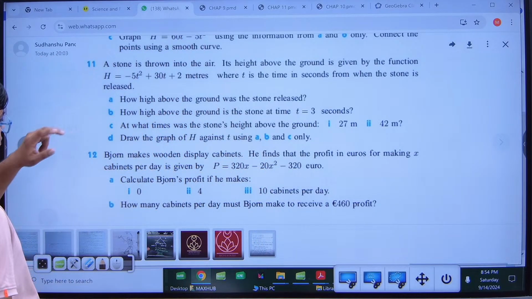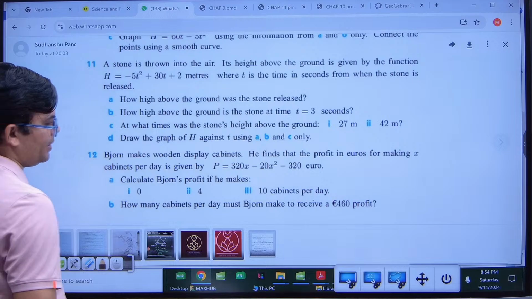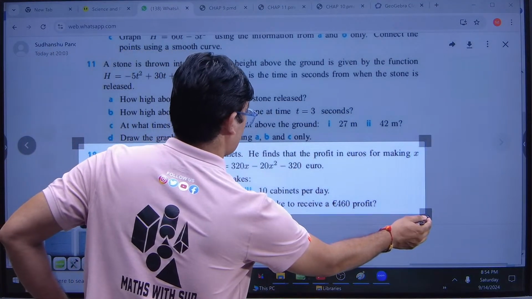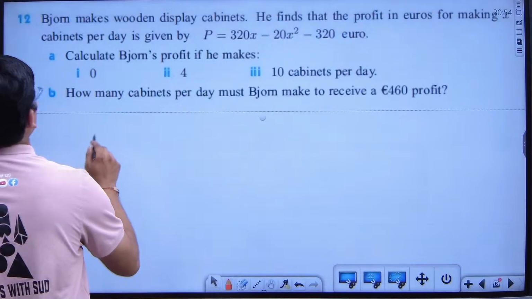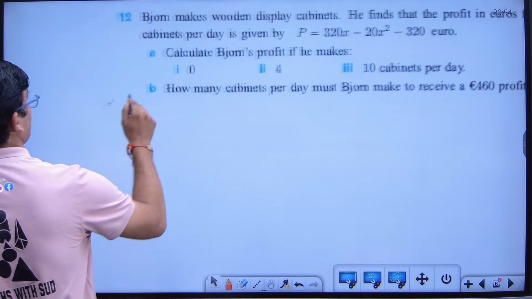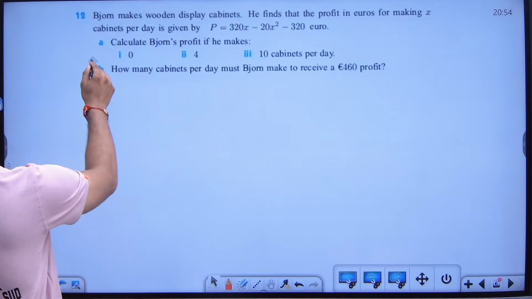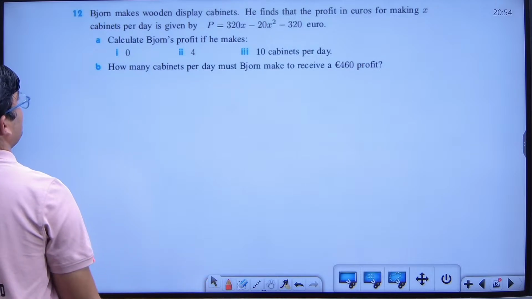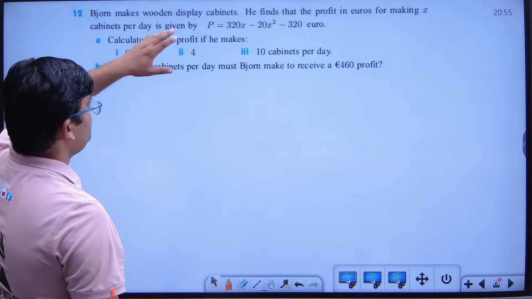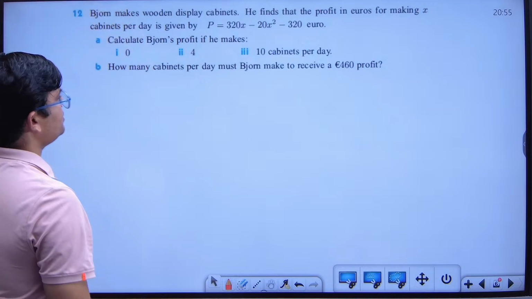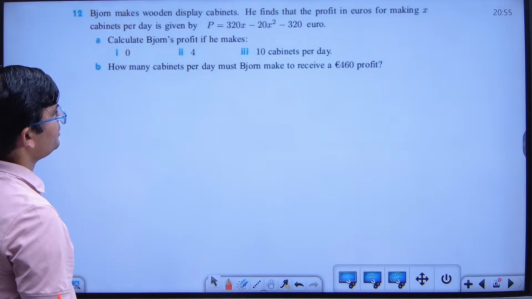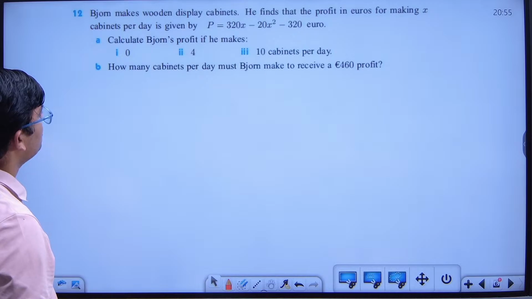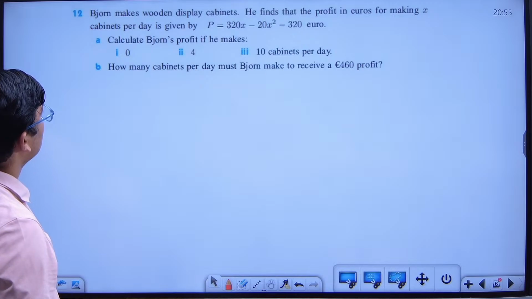John makes wooden display cabinets. He finds that the profit in euros for making x cabinets per day was given by P is equal to 320x minus 20x square minus 320 euro. Calculate John's profit if he makes 0.